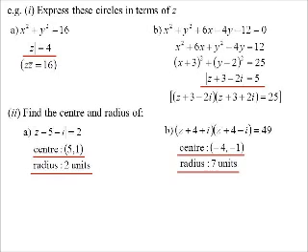So the centre for this one would be minus 4, minus 1, and when it's in that form it is radius squared. So the radius would be 7. The modulus of 3z is equal to the modulus of z plus 2 minus i.